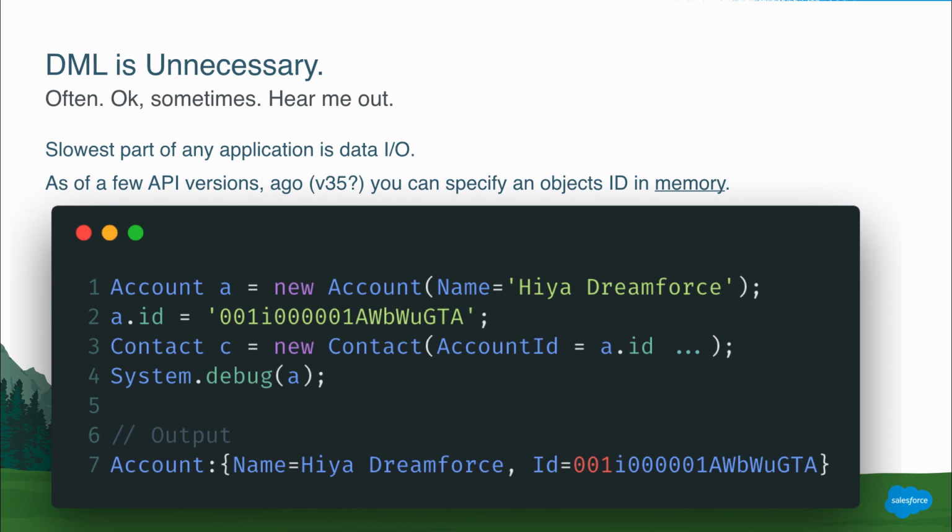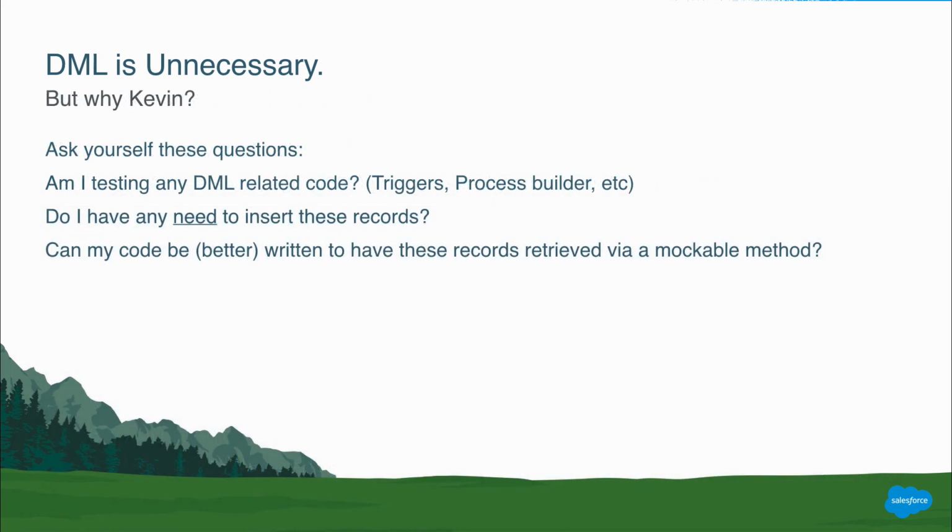And what does it look like to actually move to that? So ask yourself these 3 questions. Am I testing anything that is related to the absolute use of DML? So am I testing a trigger? If you're not testing a trigger, you don't have to worry about that one. Do I have any need to insert these records? Am I dealing with ISV code? Am I dealing with asynchronous code? Can my code be better written to have these records retrieved be something that I can mock? This is a really interesting question. If I'm injecting objects, can I inject a mock object that already has the account specified?